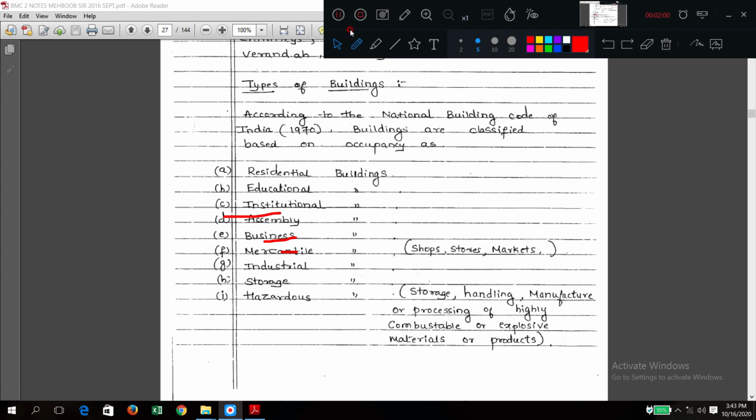And we have a classification of buildings. What are the types? Depending upon its occupancy, whether humans are living or not living, we have some classification. We have residential, educational, institutional, assembly buildings, business buildings, mercantile buildings, industrial, storage, hazardous. Hazardous are nothing but places where highly explosive, combustible materials are kept. Mercantile means shops, stores, markets. These are the types of buildings.